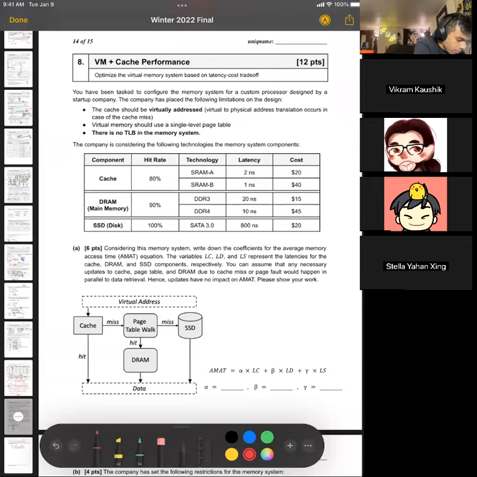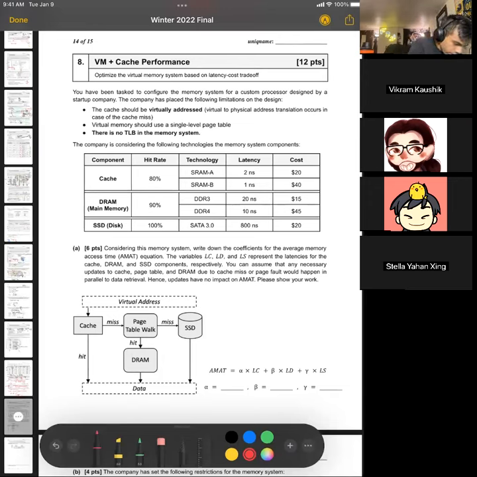So the question says you've been tasked to configure the memory system for a processor for a company. The cache is virtually addressed. Virtual memory uses a single level page table, and there is no TLB. Okay, so basically we're given a system, and then it says we have access to the following technologies. So we have 2 types of caches, each of which costs a different amount. We have 2 types of DRAMs, each of which costs a different amount, and we only have 1 type of SSD.